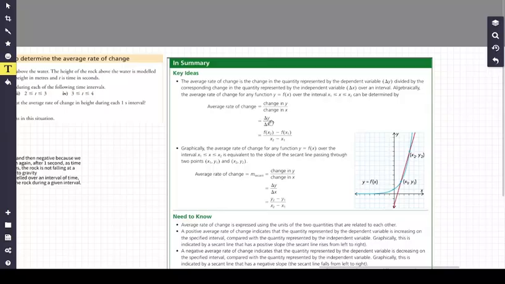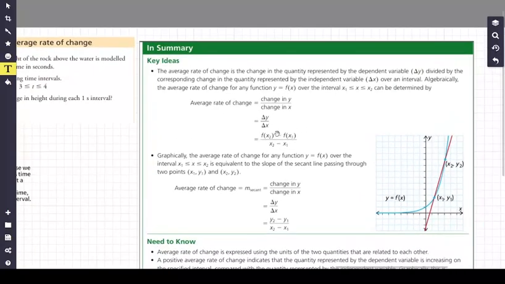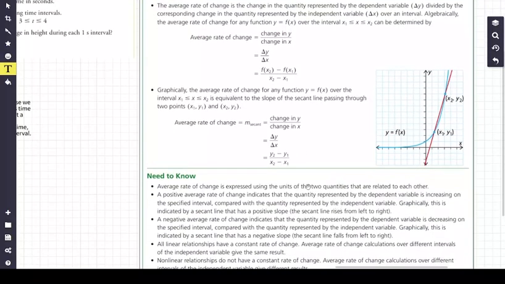But you've definitely seen this before. So this is our formula, and graphically, the average rate of change of any function y equals f of x over the interval is equivalent to the slope of the secant line passing through 2 points. So if I want to find the average rate of change here, I would just take this point and this point, draw a line across it, and find the slope of this secant line. So average rate of change is equal to the slope of the secant line: change of y over change of x, y2 minus y1 over x2 minus x1. So basically your slope formula that you learned in grade 10.